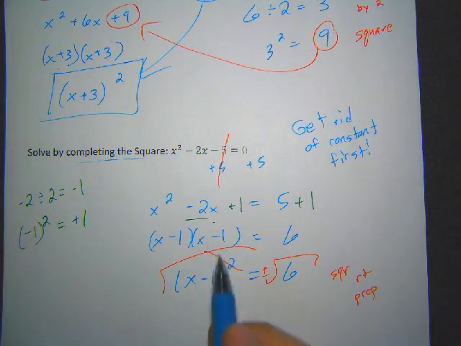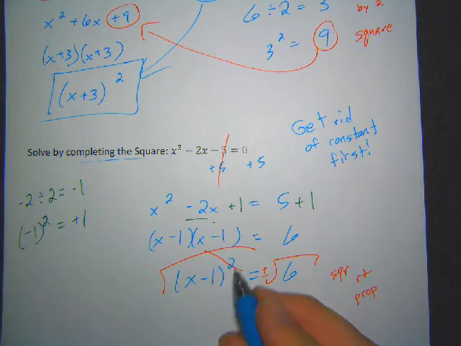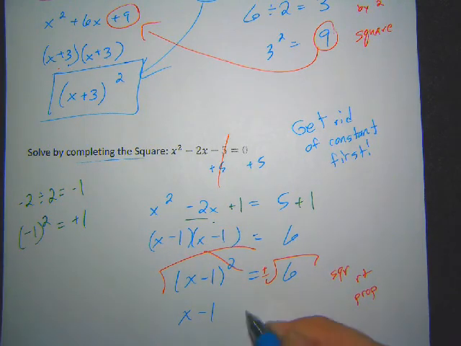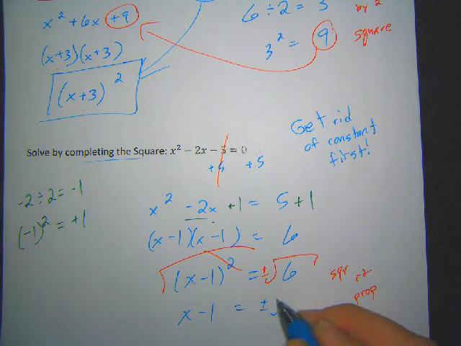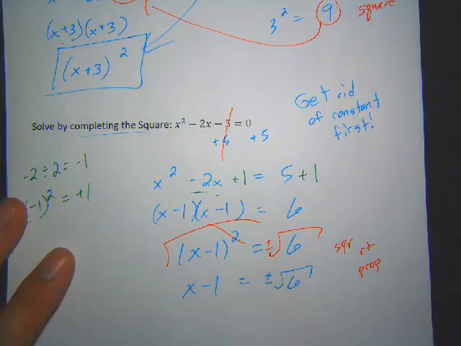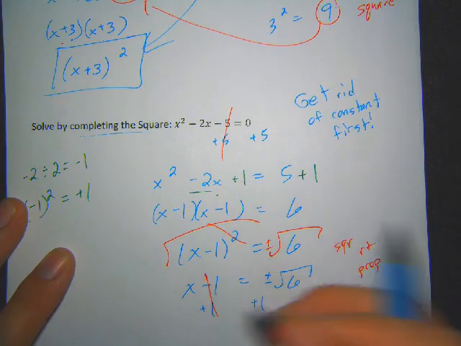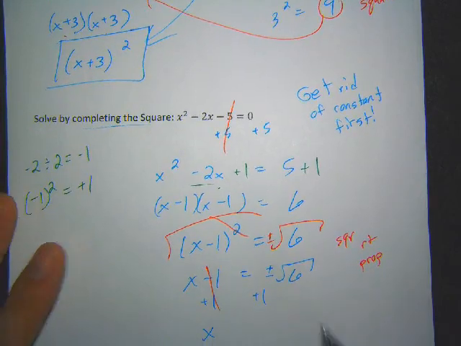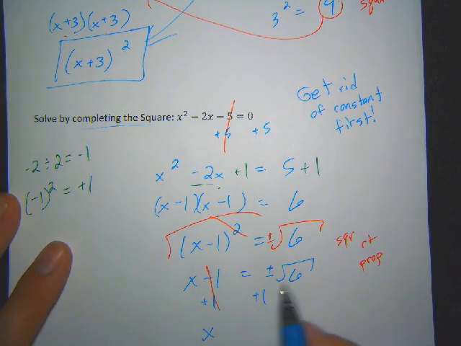So we end up with this side, the square root and the square cancel, so we're just left with x minus 1. We don't need the parentheses anymore because the square is gone. And this side we get plus or minus root 6. Last step, I need to get x by itself, because now I have plain x, so I can just solve for x. So I add 1 to both sides. Get rid of this thing. So I get x equals. Over here, I like to put the 1 in front.